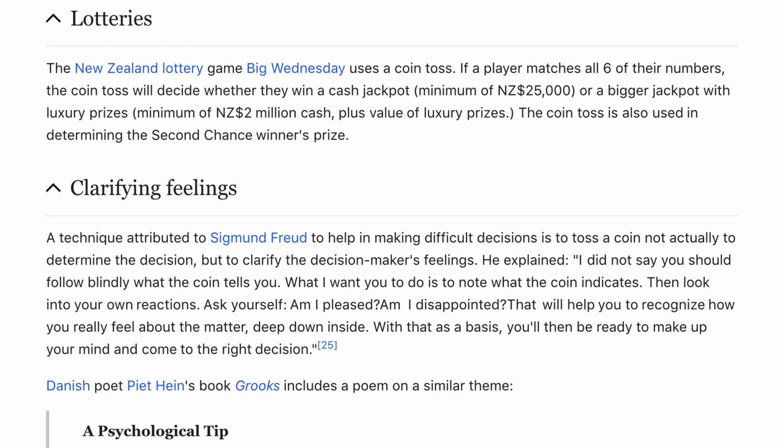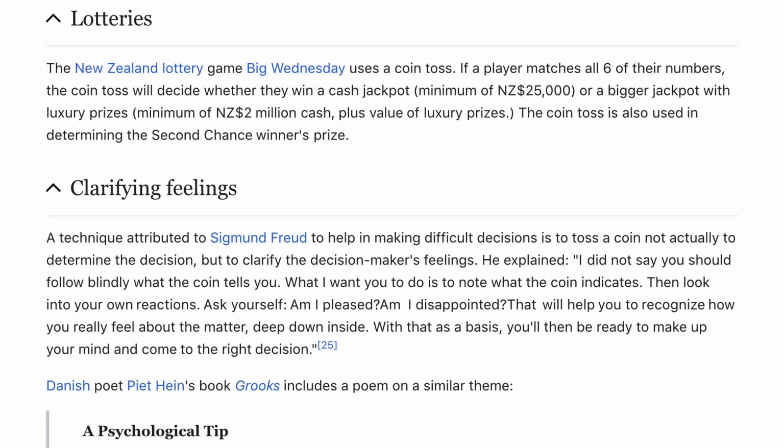Clarifying feelings. A technique attributed to Sigmund Freud to help in making difficult decisions is to toss a coin, not actually to determine the decision, but to clarify the decision-maker's feelings. He explained, "I did not say you should follow blindly what the coin tells you. What I want you to do is note what the coin indicates. Then look into your own reactions. Ask yourself, am I pleased? Am I disappointed? That will help you to recognize how you really feel about the matter deep down inside. With that as a basis, you'll then be ready to make up your mind and come to the right decision."